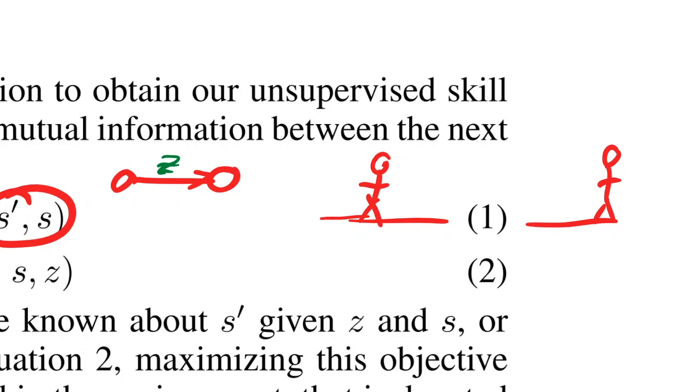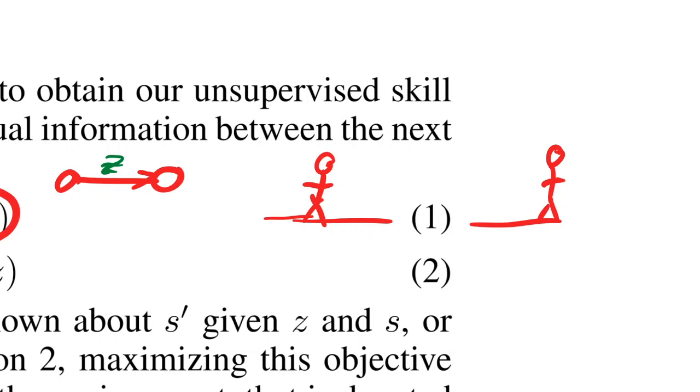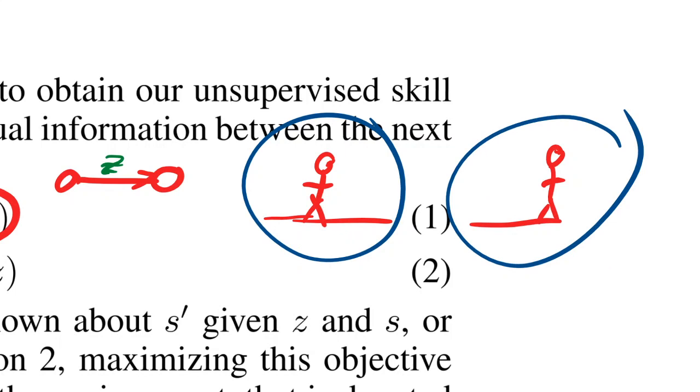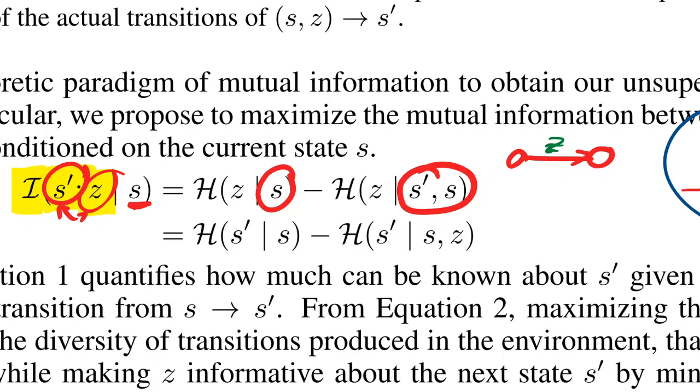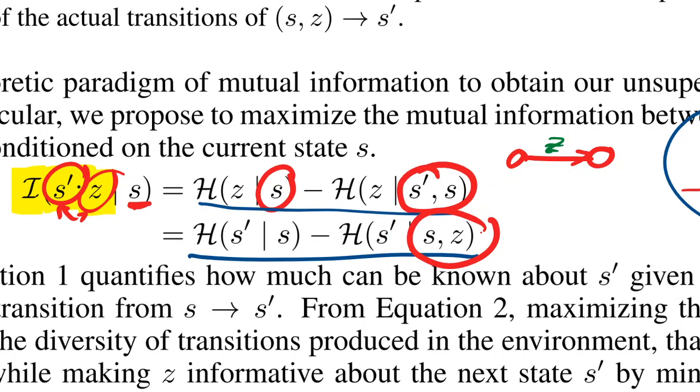Now, if I only show you the state on the left, the starting state, can you tell me which action is going to follow? Basically, you can't tell me much. It could be any action, like walk forward, walk back, stay put. But if I also show you the next state, then you can pretty confidently say, ah, I know what you did. You walked forward. So in this situation, we would have a high mutual information between Z and S prime in the formulation here. If you decompose it the other way, this is equivalent, but it's a different way of thinking about it. It means when I show you these two things, how much more can you tell me about the next state than if I only show you this?